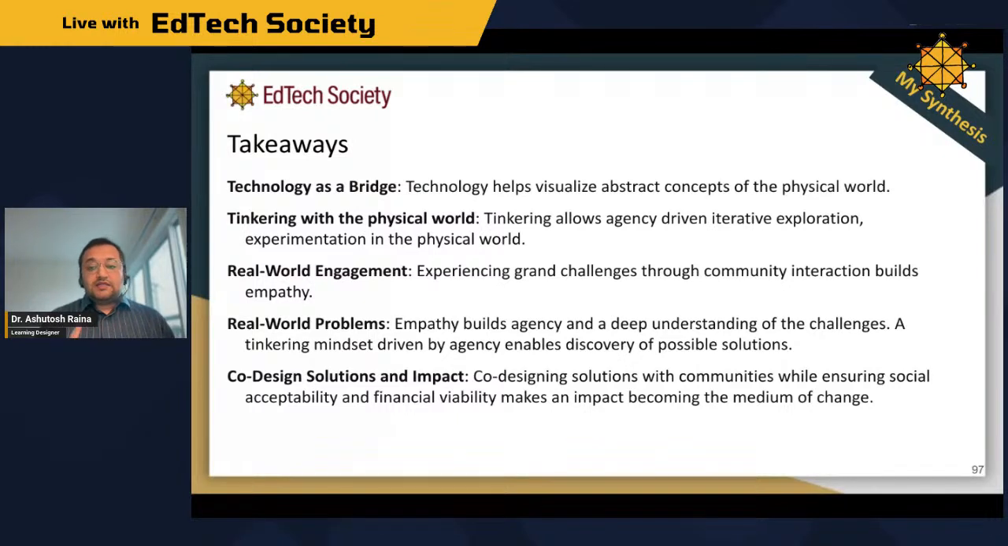Experiencing grand challenges through community interaction builds empathy, and empathy builds agency and a deep understanding of challenges. And a tinkering mindset driven by agency enables discovery of possible solutions. And co-designing solutions with communities while ensuring social acceptability and financial viability makes an impact, becoming a medium of change.